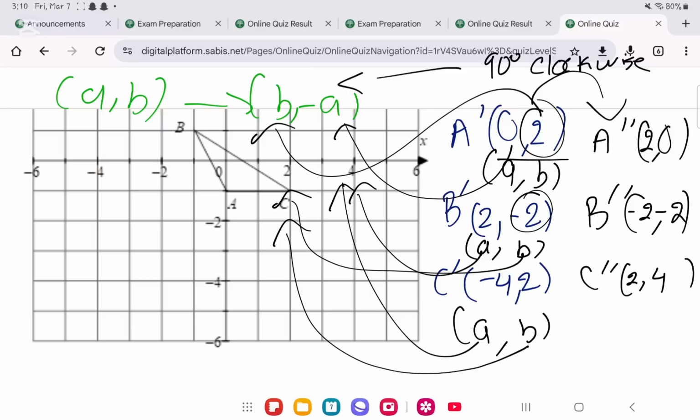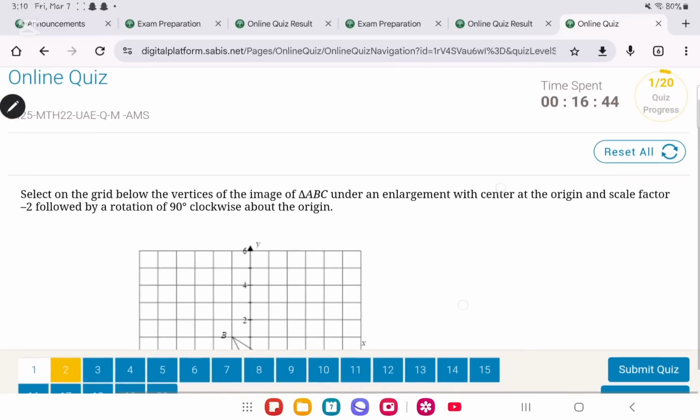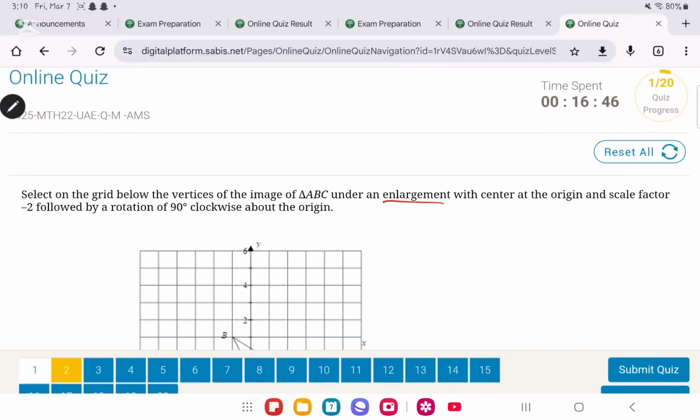And just like that, we found what? We found the new points after what? After an enlargement by minus 2 and a rotation of 90 degrees clockwise. So, going back up, they said, after an enlargement from the center at the origin and scale factor minus 2, followed by a rotation of 90 degrees clockwise through the origin, we got the final points, which are A double prime, B double prime, and C double prime.